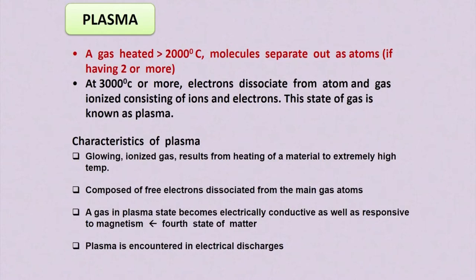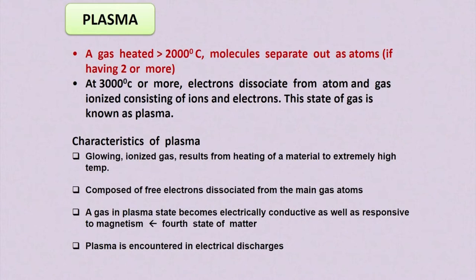A gas in plasma state becomes electrically conductive, so it has an electrical conducting property. Also it is responsive to magnetism. So a gas in the plasma state is called the fourth state of matter. Plasma is called the fourth state of matter, and it is encountered due to electrical discharges.